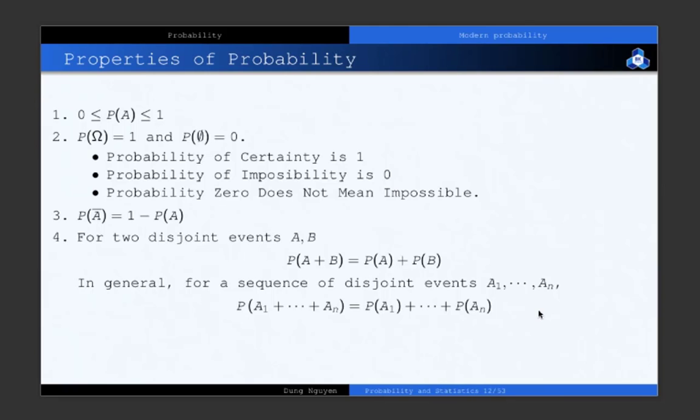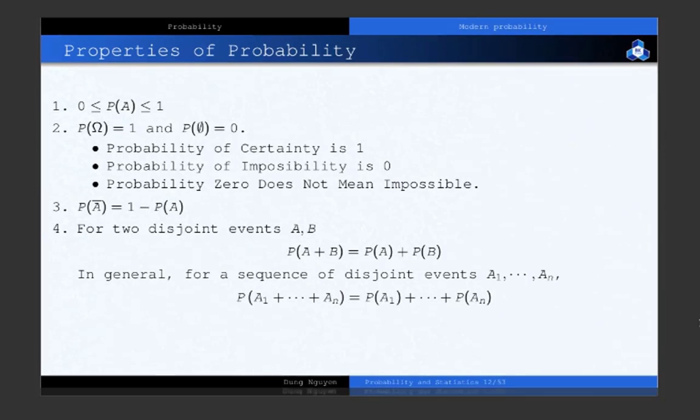From the axiom, we knew that the probability of the sum A and B is the sum of the two probabilities of A and B for two disjoint events. In general, if you have more than two disjoint events, A1 up to AN, then the probability of the sum A1, A2 up to AN is the sum of the probability of A1 plus the probability of A2 plus and so on, up to the probability of AN.